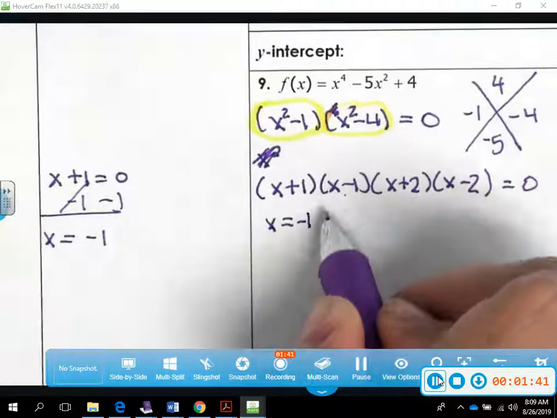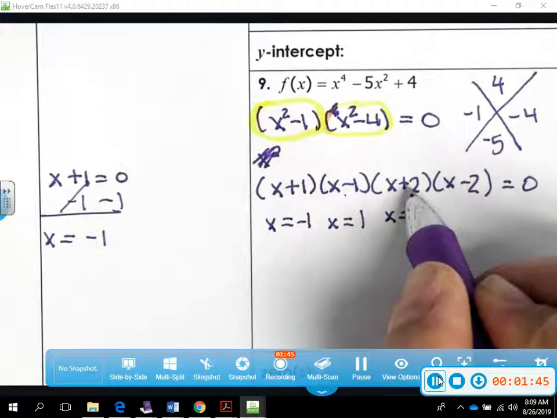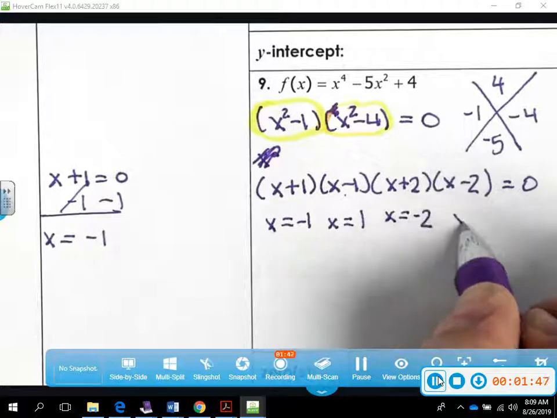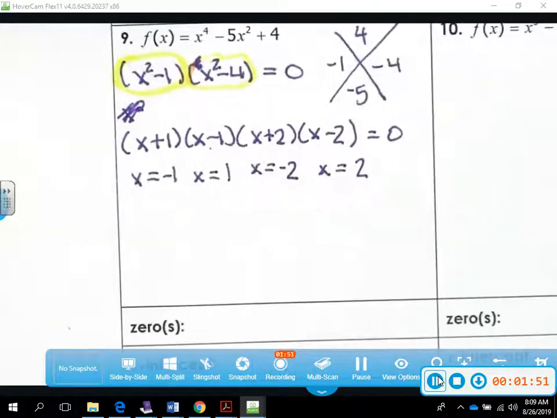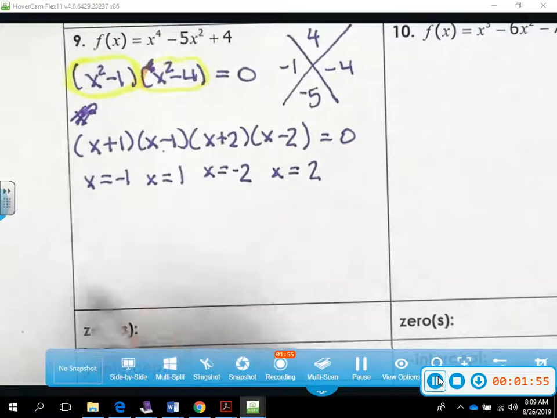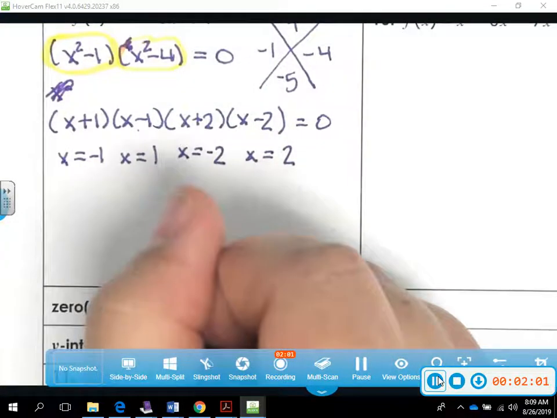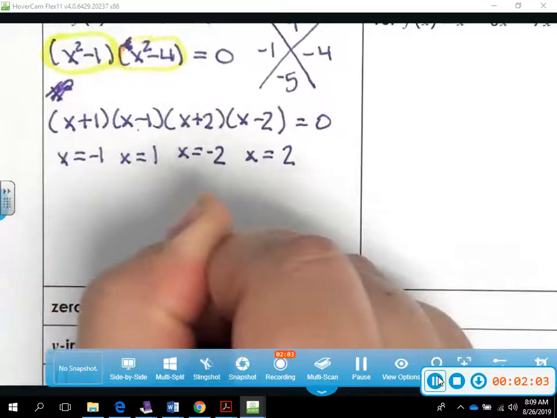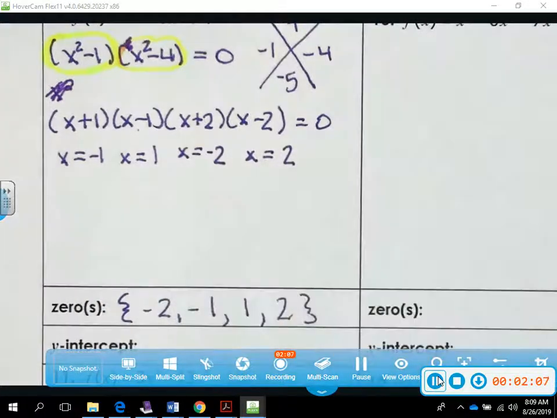What's this one going to be? x equals 1. x equals -2. And x equals +2. So it just changes sign. Those are your zeros. Good. Put them in order from least to greatest. So least is -2, then -1, then 1, then 2. So those are all of your zeros.